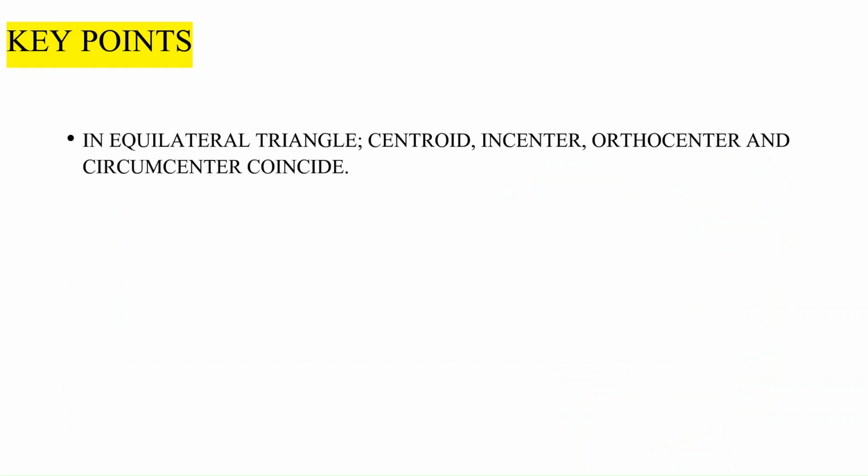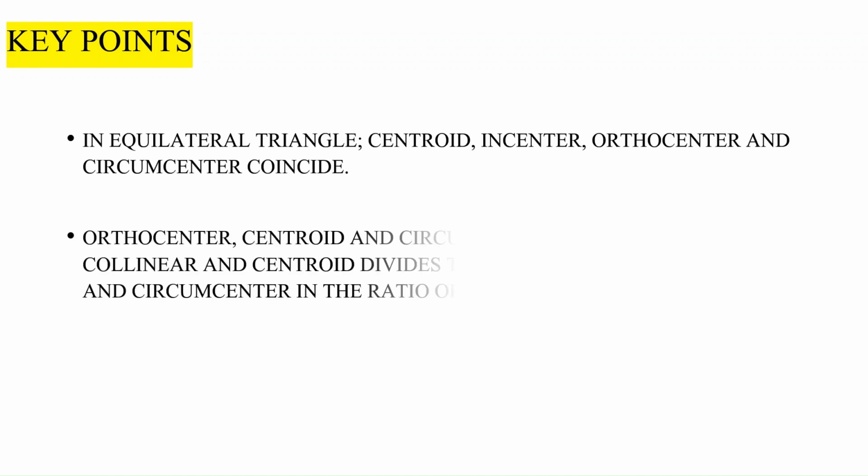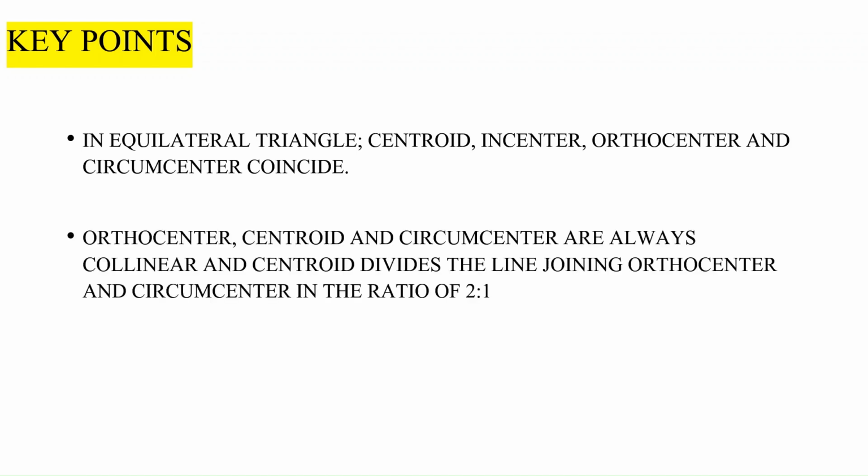Apart from this, in an equilateral triangle, centroid, incenter, orthocenter, and circumcenter coincide, which means all the values that we find will be the same. They represent the same point. And orthocenter, centroid, and circumcenter for any type of triangle, say if it's not equilateral, it could be isosceles or scalene, in that case, they will be collinear, and the centroid divides the line joining orthocenter and circumcenter in the ratio of 2:1.